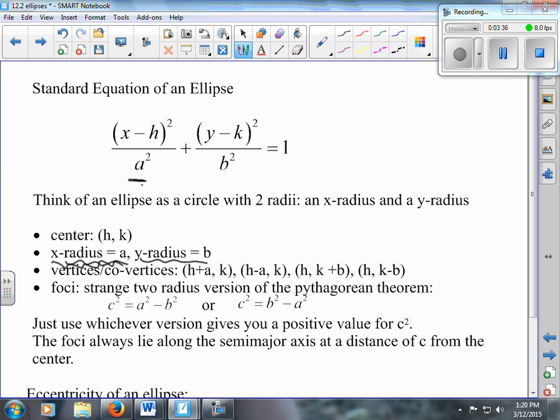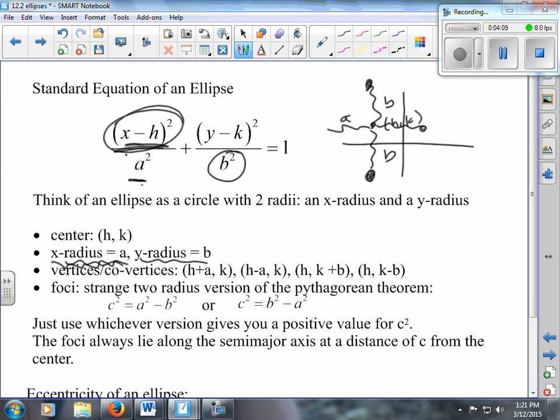Your vertices or co-vertices, you do not have to write this down, but essentially what's happening here is that you'll have your center, say right here, (h, k), and so you'll decide, okay, my y radius is b, so I'll go up b and I'll go down b, and that will be my two either vertices or co-vertices. It depends on whether b is the big one or the small one, but it doesn't matter which one it is. And then a is your x radius, or the number under the thing that's squared with x is your x radius. And so you'll go left and right that amount from the center, and then boom, here you go.